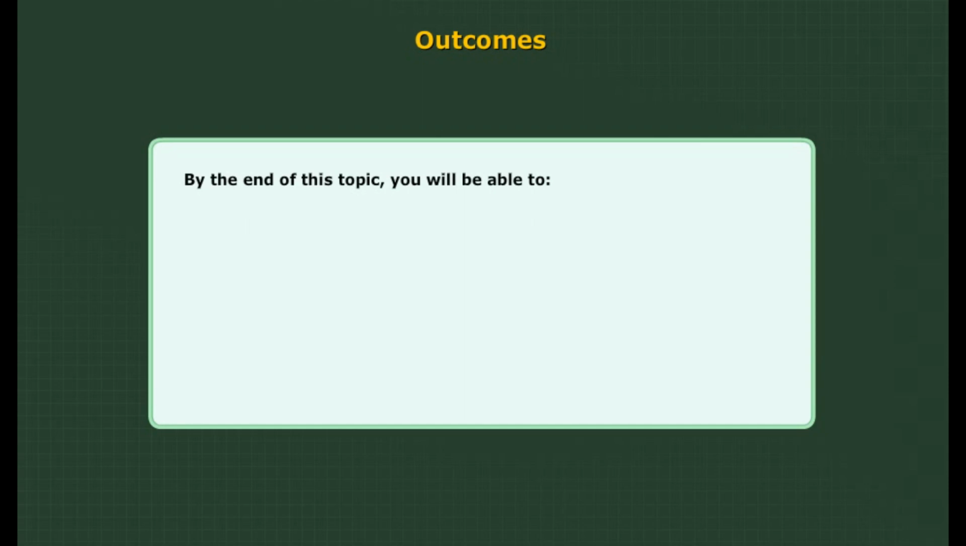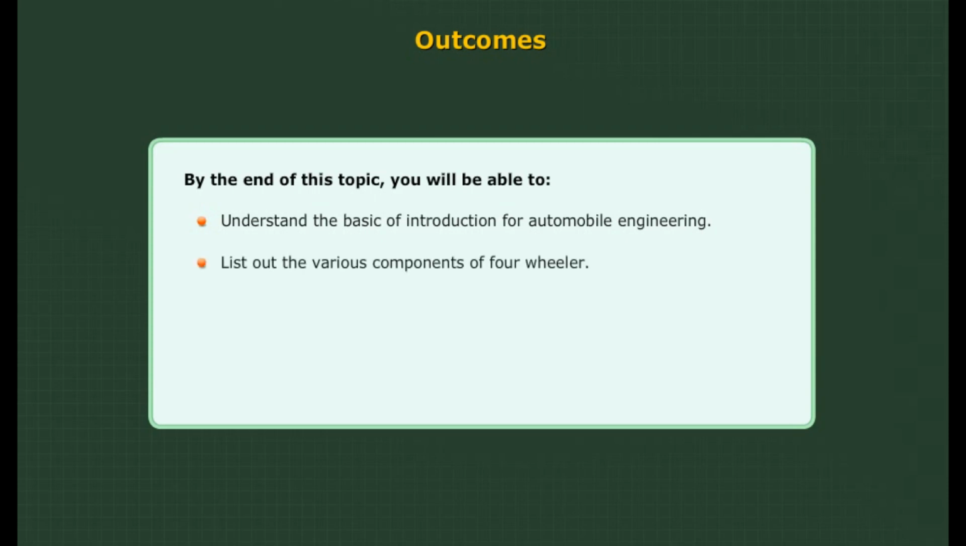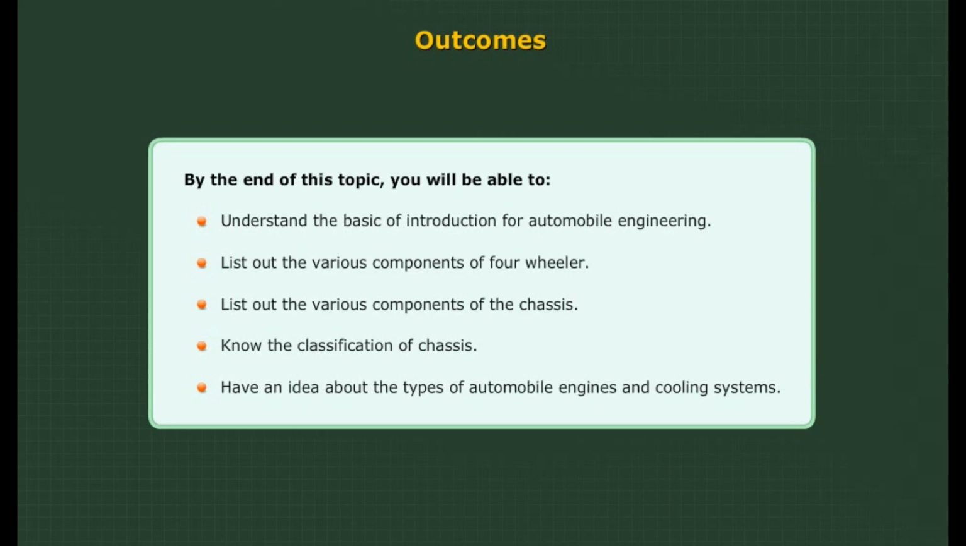Outcomes. By the end of this topic, you will be able to understand the basics of introduction to automobile engineering, list out the various components of a four-wheeler, list out the various components of the chassis, know the classification of chassis, and have an idea about the types of automobile engines and cooling systems.